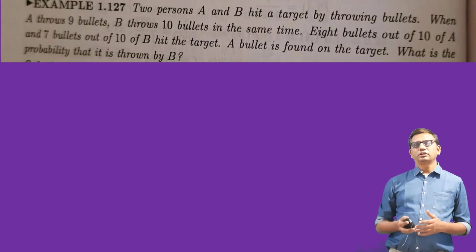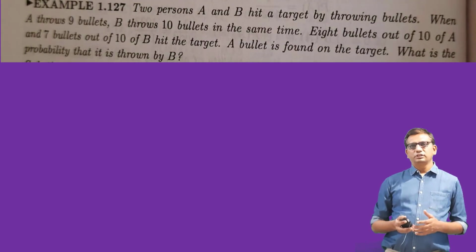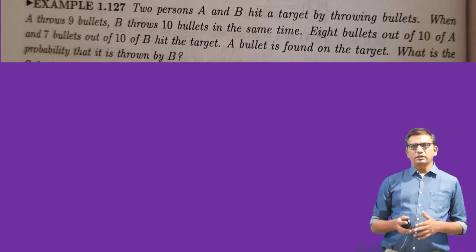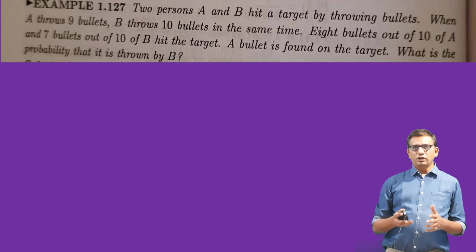Now we will see another example. Two persons hit the target with bullets. Here A throws 9 bullets and B throws 10 bullets, and out of 10 bullets A can hit the target 8 times, and out of 10 bullets B can hit the target 7 times. A bullet is found that the target is hit. What is the probability that it was thrown by B?